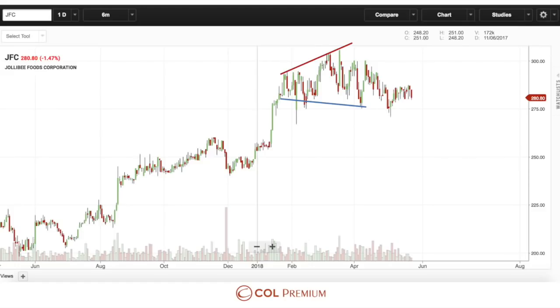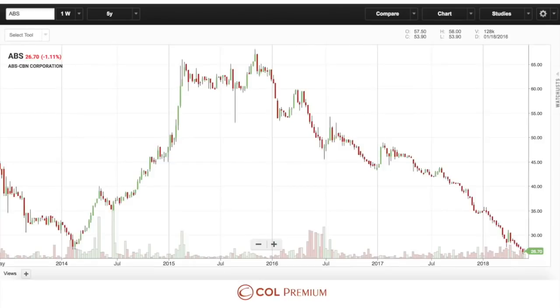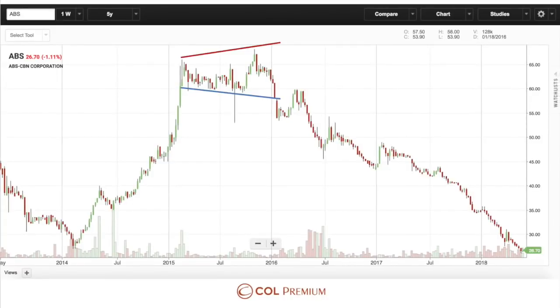JFC could be a broadening megaphone. If you want to look at ABS-CBN, before it, nung nag-top siya 2 to 3 years ago, broadening megaphone, one of those rare ones, right? Interesting case study. When did prices peak?